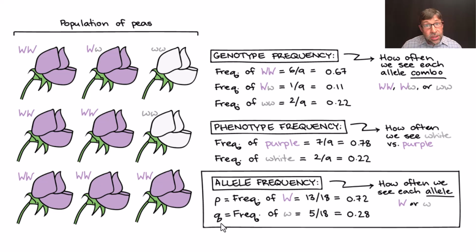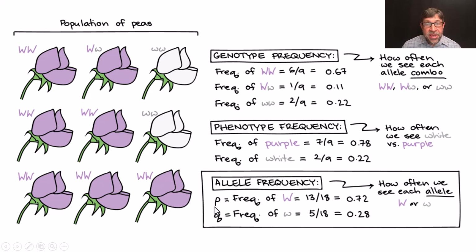And then finally, we can look at allele frequencies. And this is probably where students get the most confused. But we've got this population of pea plants. There are 9 individuals. Each individual has 2 alleles that comprise their genotype. If we take all of those alleles from these 9 individuals and dump them into a little Mr. Turtle pool, that's our gene pool. And if we count up the dominant alleles, the big purple W's, 13 out of 18, or 72% of the alleles are big W.